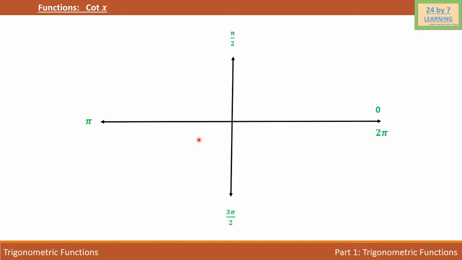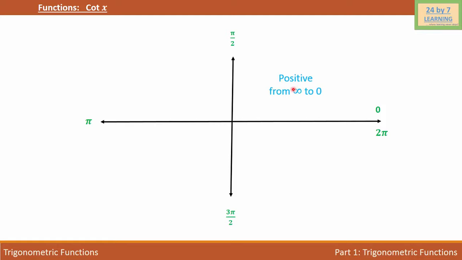Now let's talk about some other properties of the cotangent function. As you can see, this is my quadrant plane. This is my first quadrant, second quadrant, third quadrant, and fourth quadrant. My first quadrant is from 0 to pi over 2. Second quadrant is from pi over 2 to pi. Third quadrant is from pi to 3 pi over 2. And my last quadrant, the fourth quadrant, is from 3 pi over 2 to 2 pi.